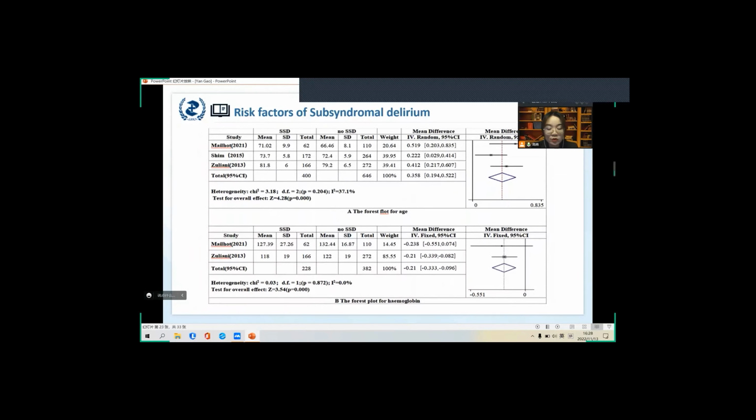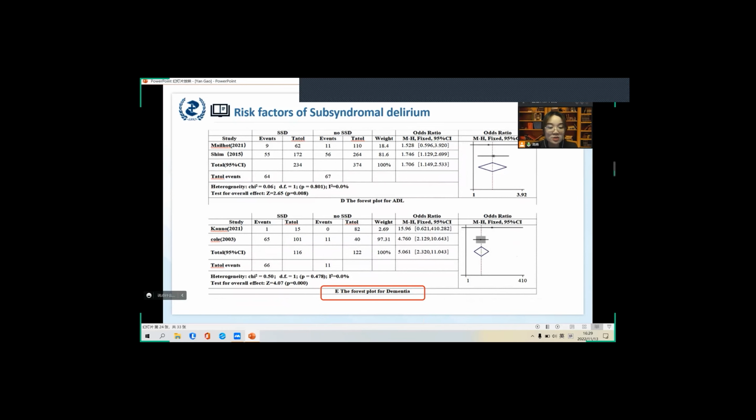12 studies reported information about the risk factors for subsyndromal delirium. In the quantitative analysis, there were 5 risk factors with 2 or more matching diagnostic criteria. Of these, 4 statistically significant risk factors were advanced age, lower hemoglobin, dementia, and low ADL. For the MMSE results, there was no significance in our study. That may be because there was significant heterogeneity among these studies.